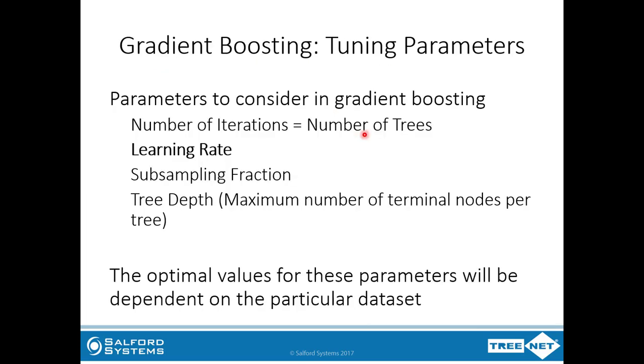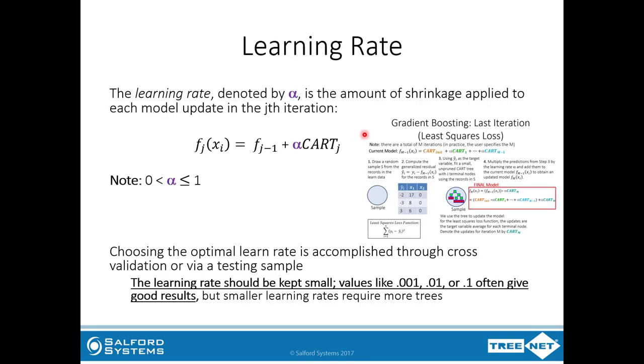So the next parameter we'll discuss is the learning rate. Now remember, the learning rate, which we denoted by alpha, is just the amount of shrinkage applied to each model update in the jth iteration. So for any iteration j, we just shrink the updates by this factor of alpha. Now, the learning rate is always between 0 and 1.